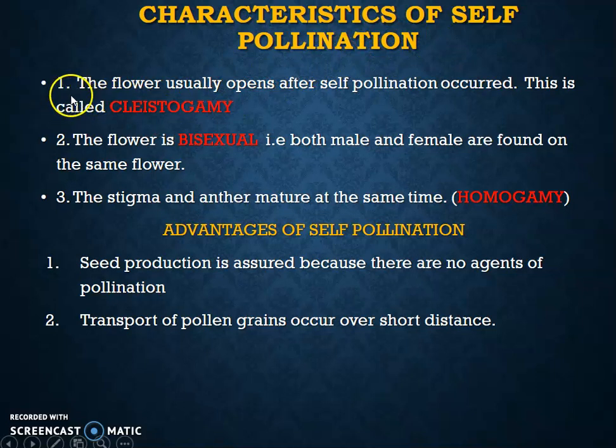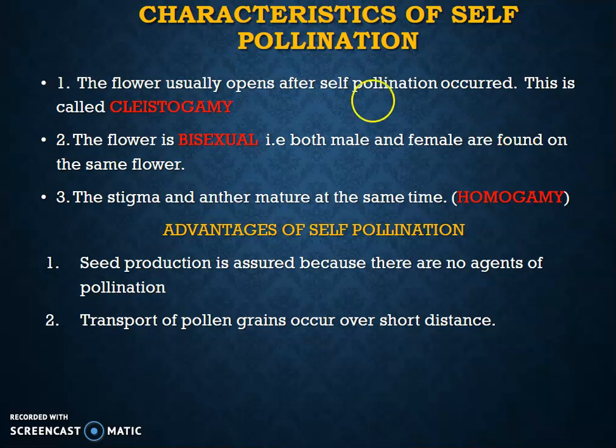Some of them are: 1, the flower usually opens after self-pollination. What it means is that before pollination, the flower is closed. It does not open. And one of the main reasons why this happens is to prevent cross-pollination from happening. Because it has been designed to self-pollinate, it will close so that no other pollen grain from another flower will settle on it.